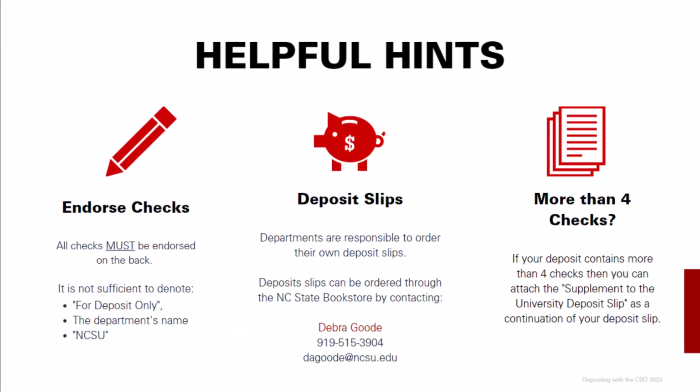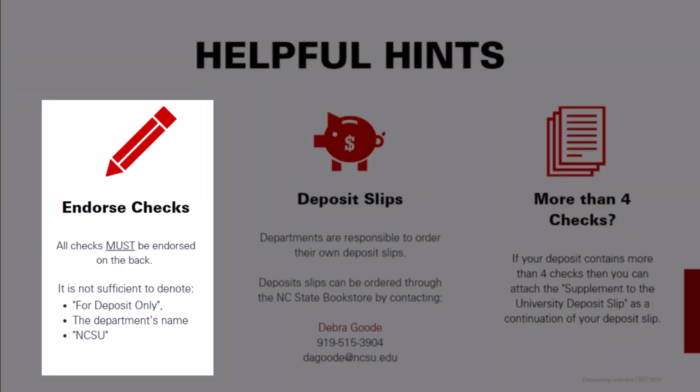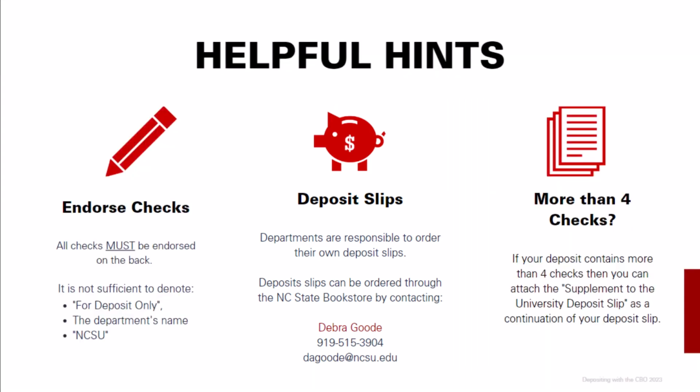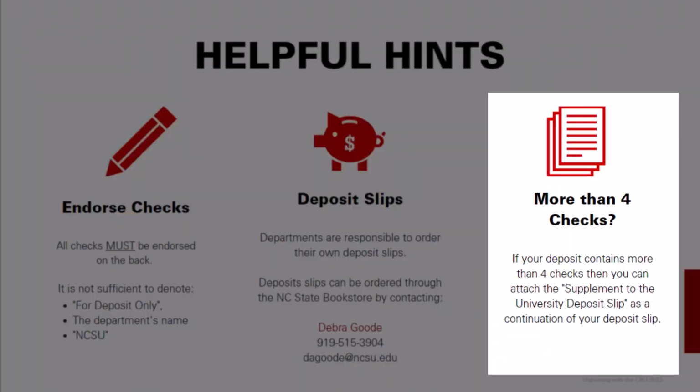Let's review some more helpful hints to keep in mind when working with deposits. Remember that all checks need to be endorsed. It is not sufficient to only denote for deposit only, the department's name, or NCSU. Each department is responsible to order their own deposit slips. This can be done through the NC State Bookstore by calling or emailing Deborah Good. We have provided her contact information here. And lastly, if you have 4 or more checks in your deposit, be sure to use the BA027 supplement to the university deposit slip as a continuation of your deposit slip.